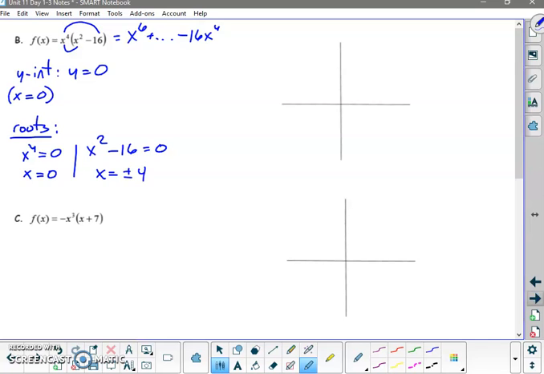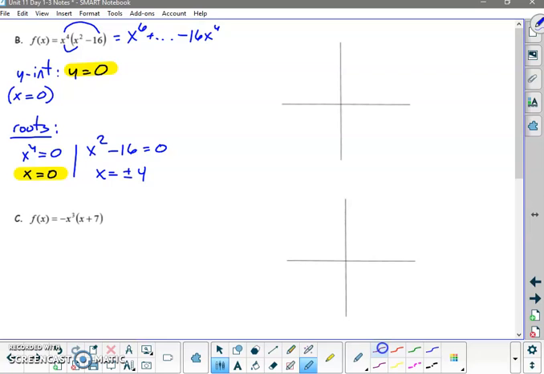So now, here's something that you should be aware of. Anytime 0 is a root, so x equals 0, guess what? That's also the y-intercept, because it can't go through another value on the y-axis, otherwise obviously it would fail the vertical line test. So what we have here is we've got roots at 0 and plus or minus 4.